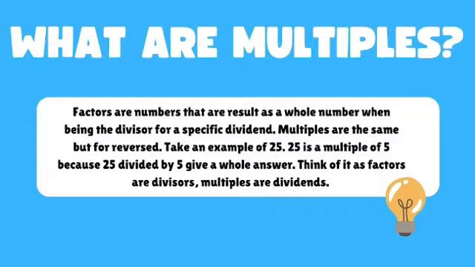So take an example of 25 being the multiple. 25 is a multiple of 5 because 25 divided by 5 gives a whole answer. Think of it as factors, which are divisors, and multiples are dividends.